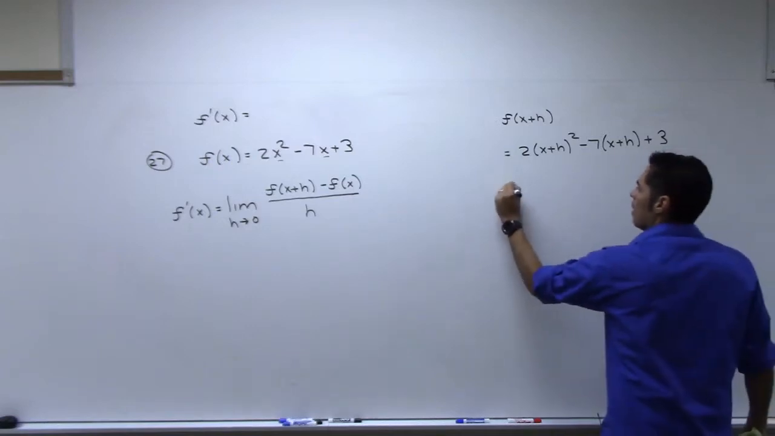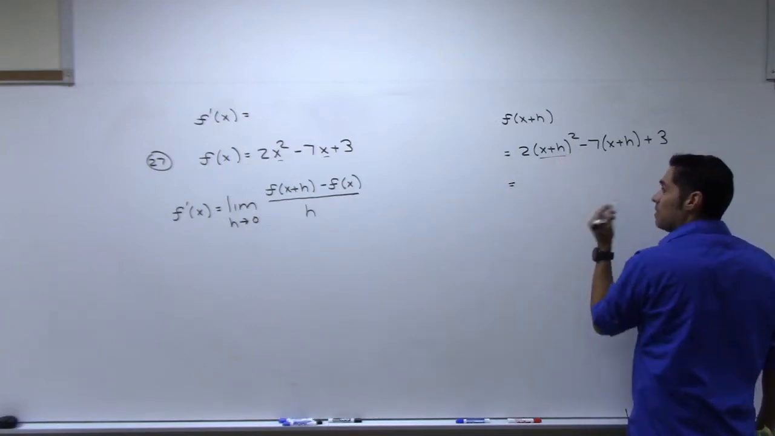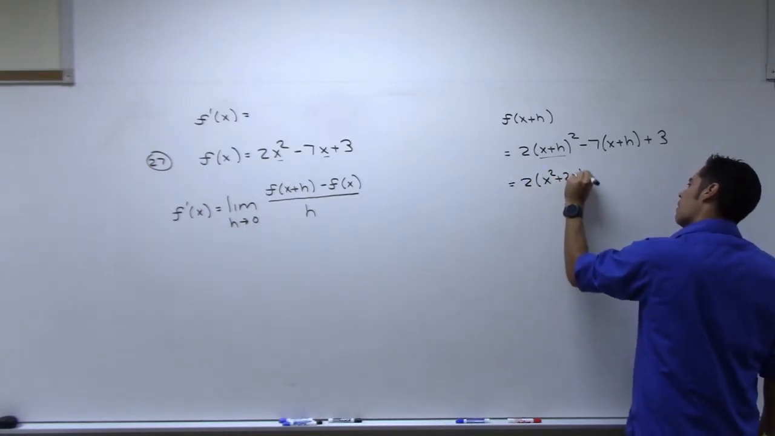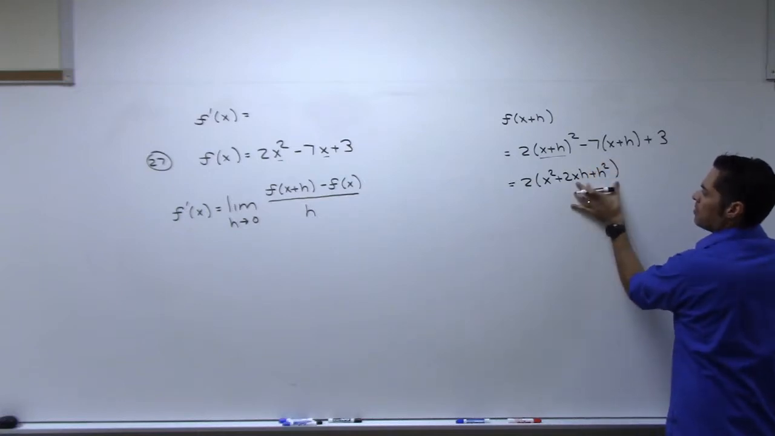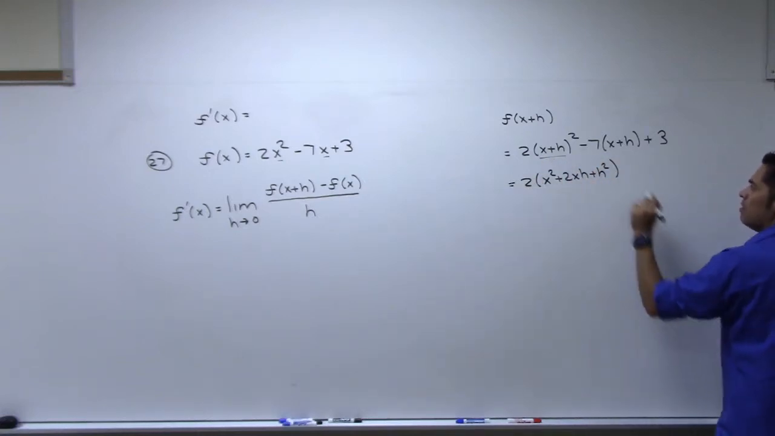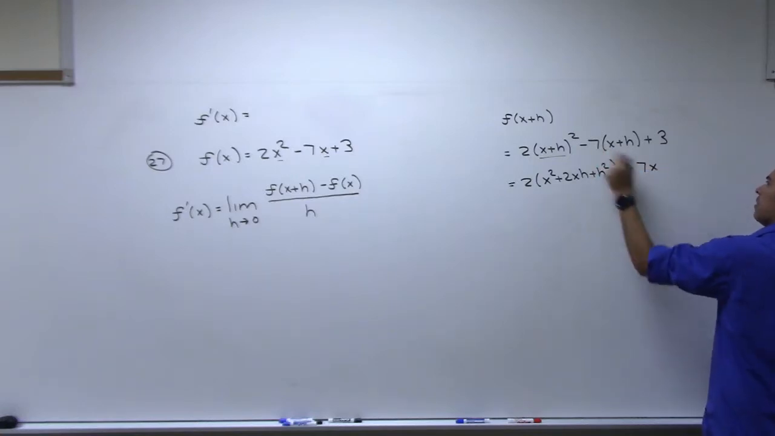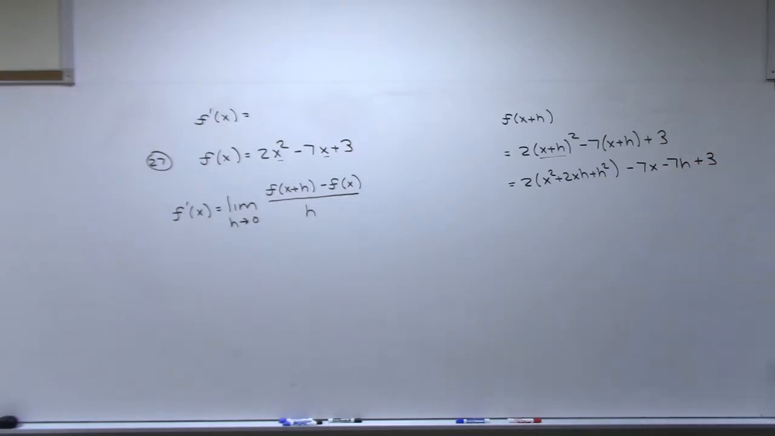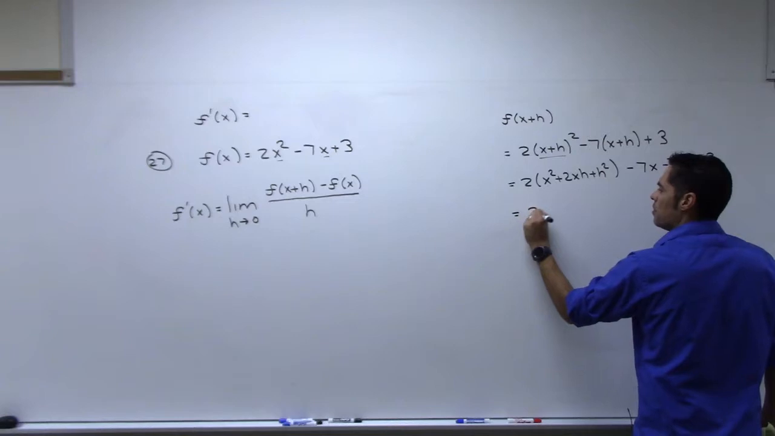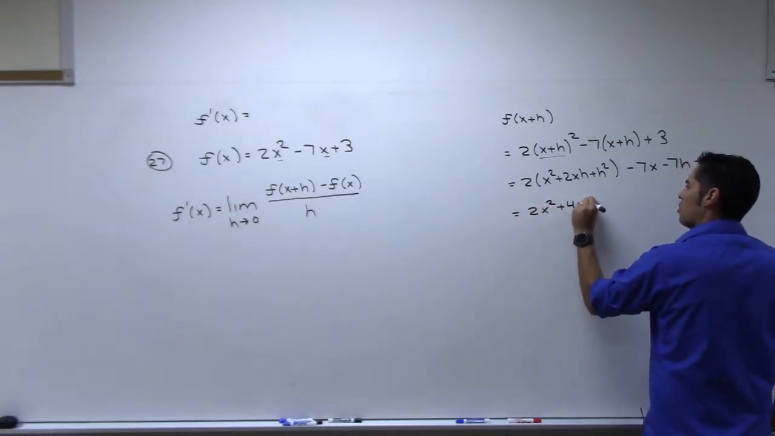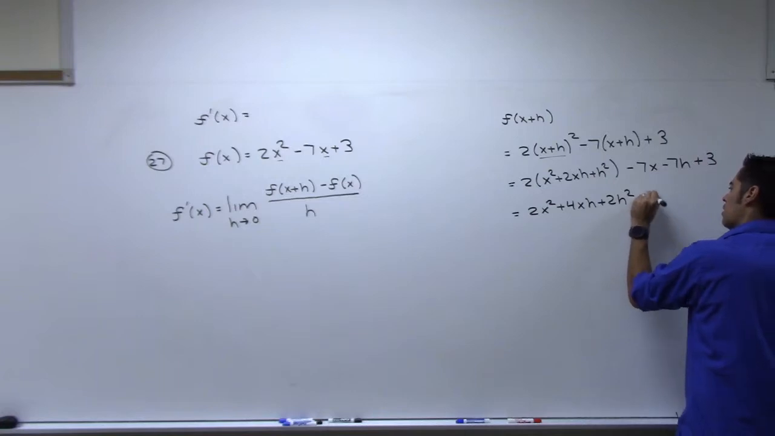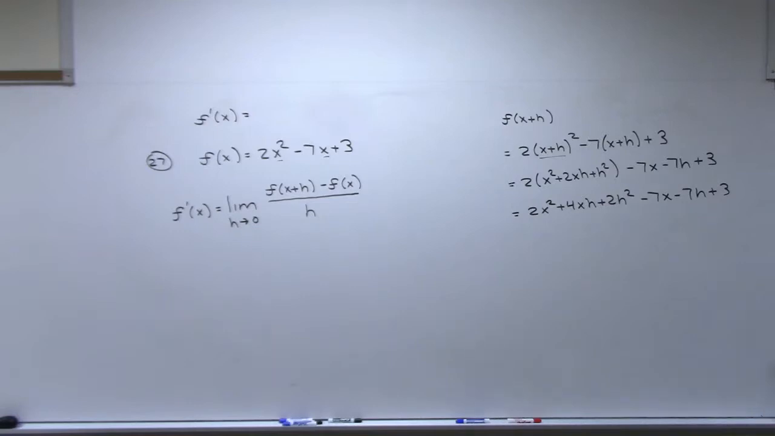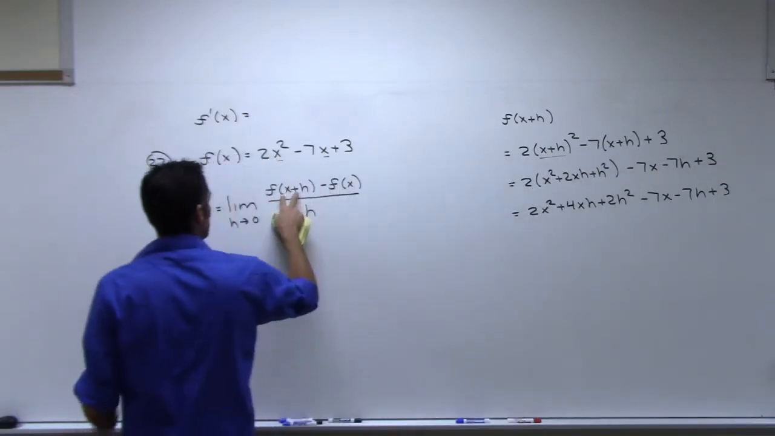Now, I need to expand this part. This squared, we've done that several times, but remember there's a 2 in front of it now. So in parentheses, that's just that expanded. I've got the 2 ready to go. Let me distribute that negative 7 through: negative 7x minus 7h, then plus 3. Let's pass that 2 through: 2x squared plus 4xh plus 2h squared. Then continue, minus 7x minus 7h plus 3. Nothing here combines together, so that unfortunately is the top left part of this.